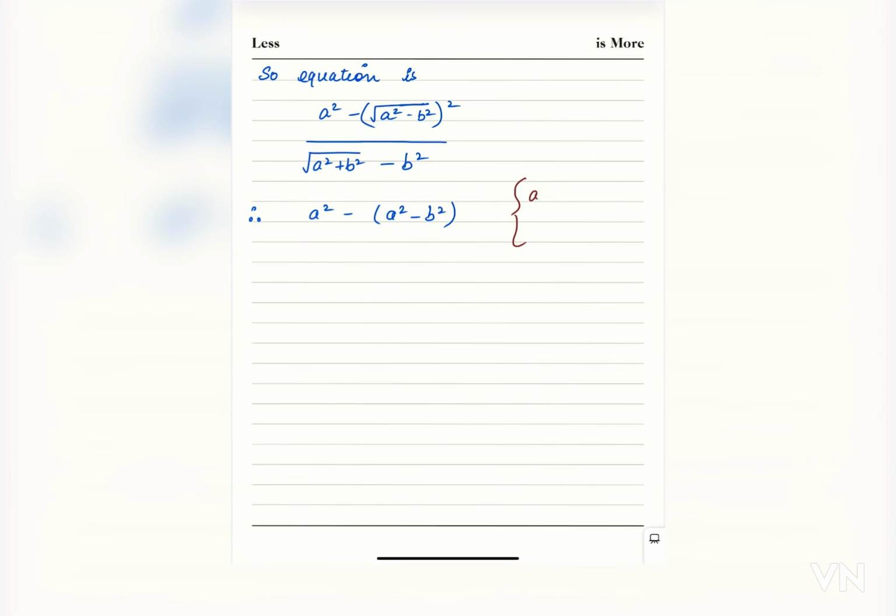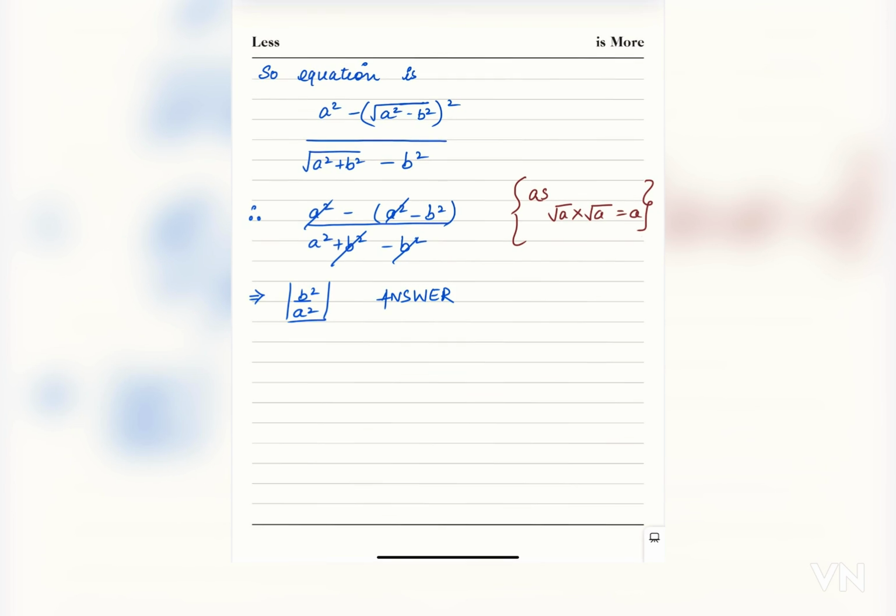Multiplying the under roots together, everyone knows then the under root is not applicable. So therefore we get the term as a square minus b square upon a square plus b square minus b square. Therefore we get it simplified to b square upon a square.